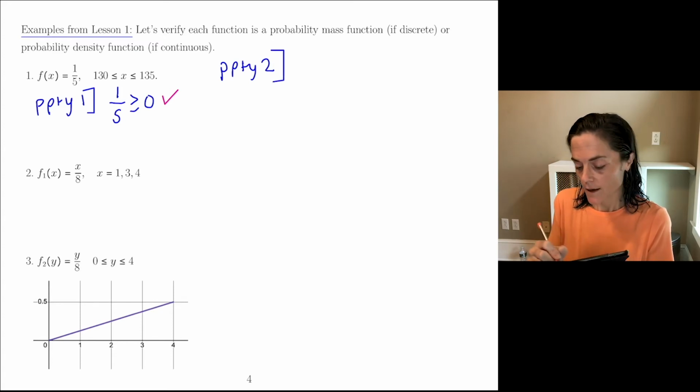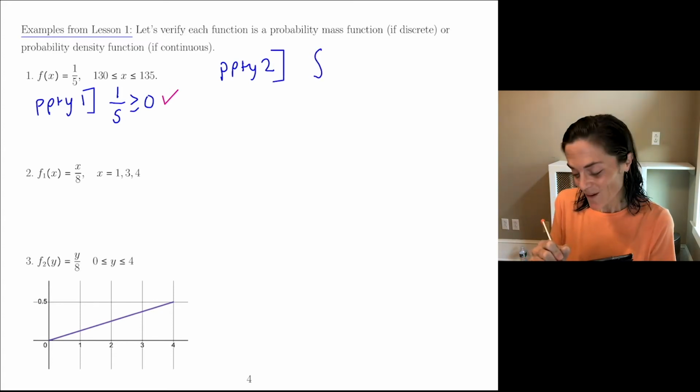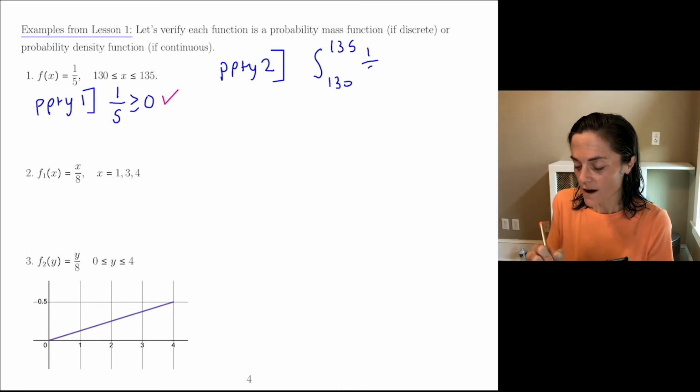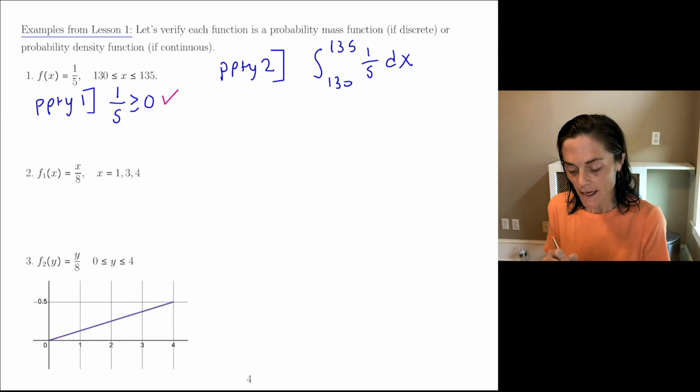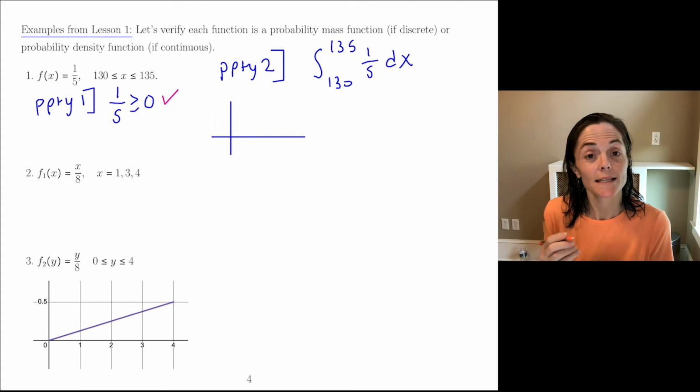Property 2, really, this is a statement about an integral. So we need the integral from 130 to 135 of 1/5 dx. Just as I did in the last one, we can just think area.